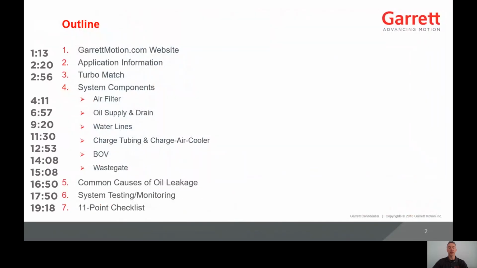So let's get started. This is an outline of what will be covered: the Garrett Motion website, application information, turbo match. Then I'll cover specifics about individual components such as the air filter, water lines, and wastegate, common causes of oil leakage. This is important because other components or subsystems can cause oil leakage at the turbo. I'll go over system testing and monitoring and the 11-point checklist. This is a checklist for items to keep in mind when designing your system.